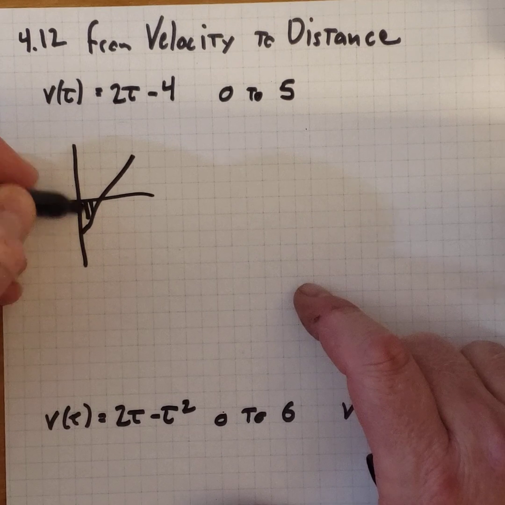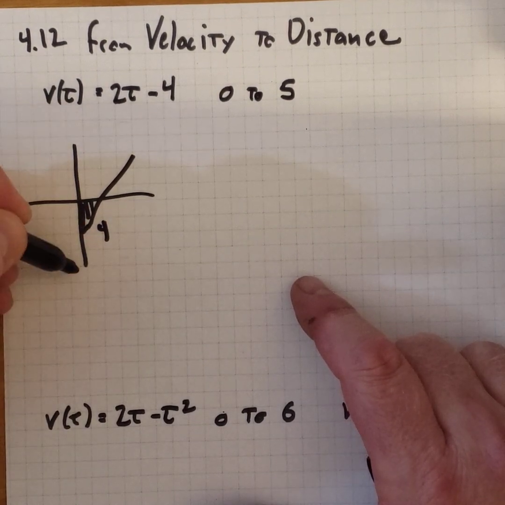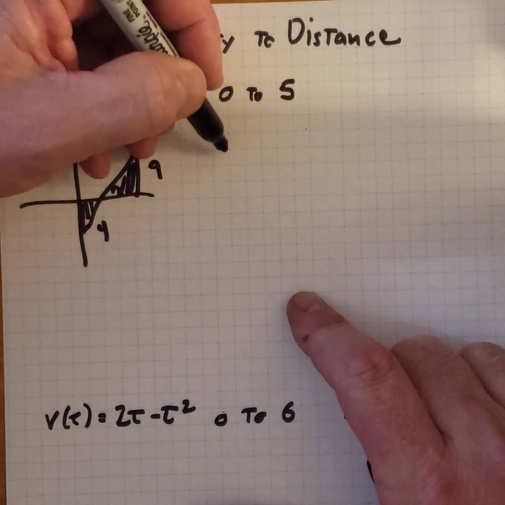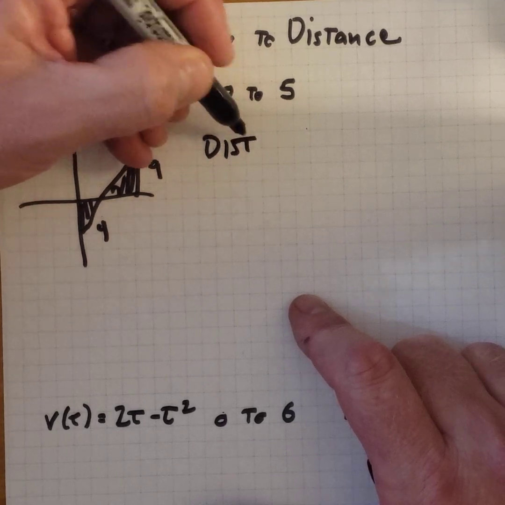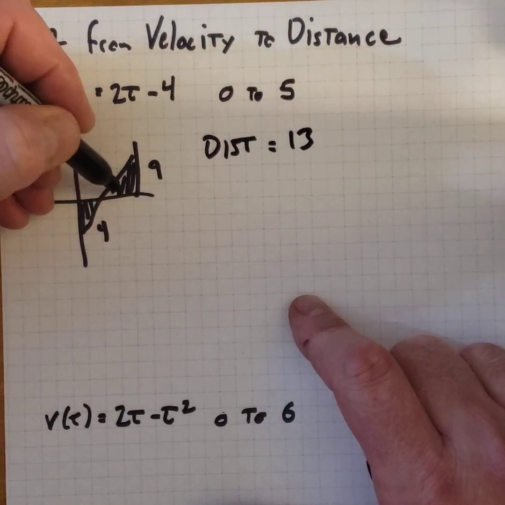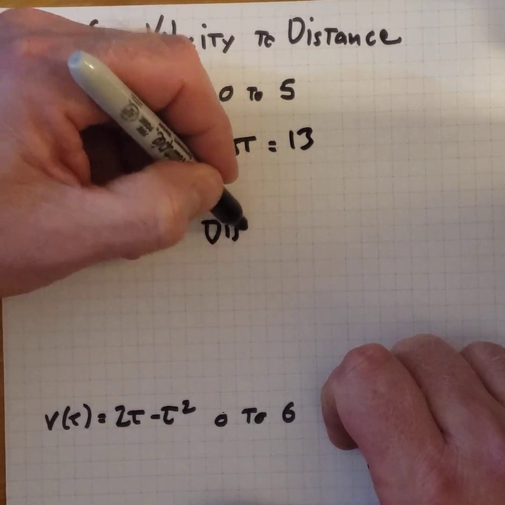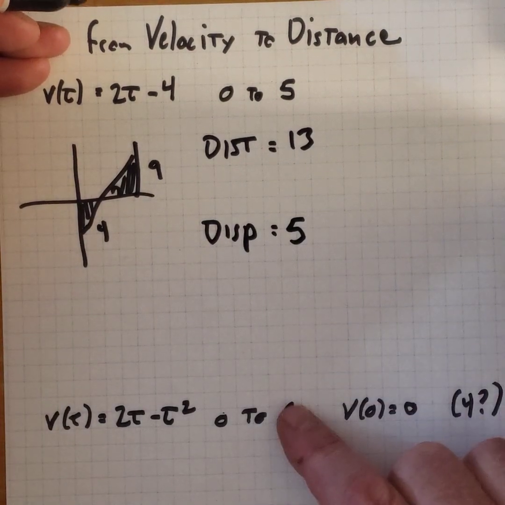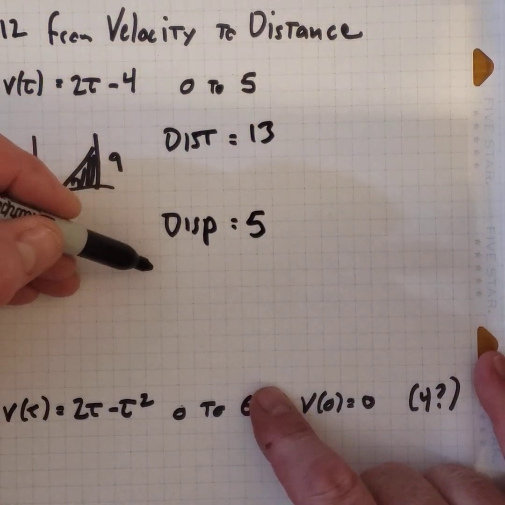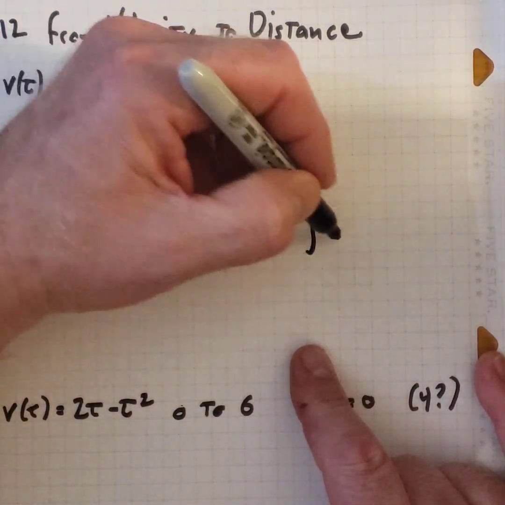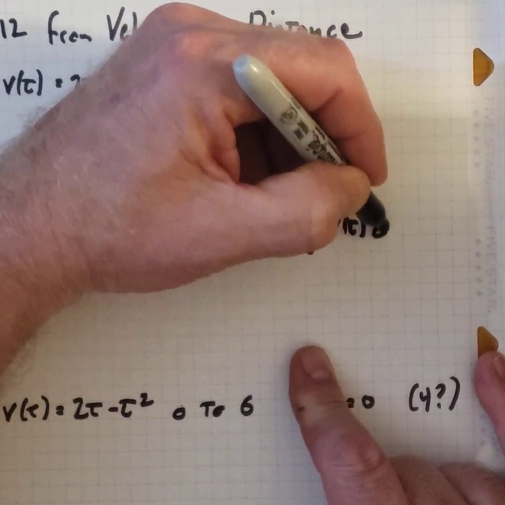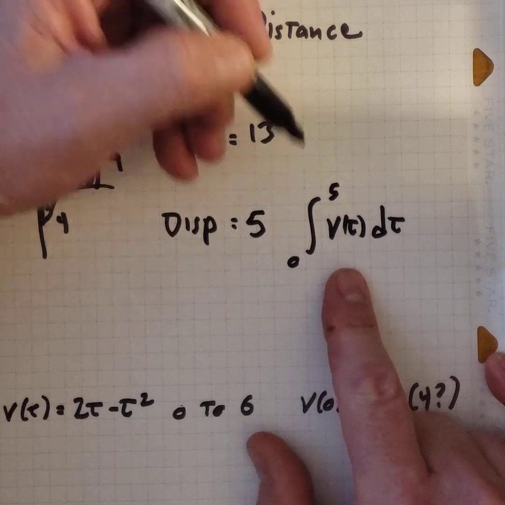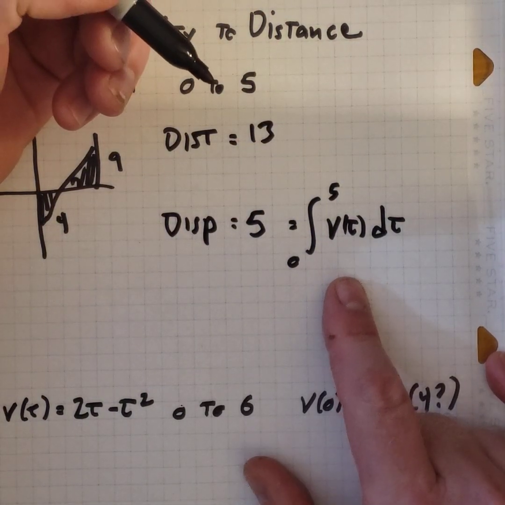So what happened here, we've got a curve that looks roughly like this. The area of this little triangle down here is 4. We went 4 feet backwards, and then we went 9 feet forwards. So the total distance we traveled was 13, the 4 plus the 9. The displacement, how far we ended up from where we started, is 5. And how that works calculus-wise is the easy thing to calculate. If we just did the integral of our velocity with respect to t from 0 to 5, that gives us our displacement. That will give us how far we ended up from where we started.